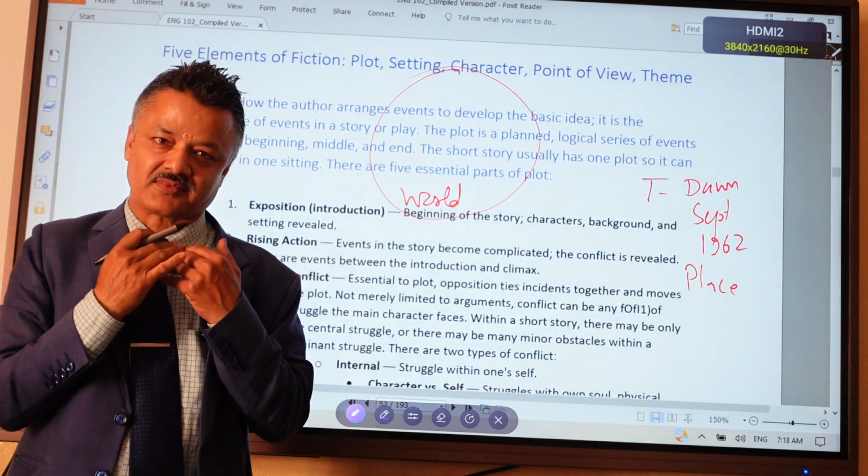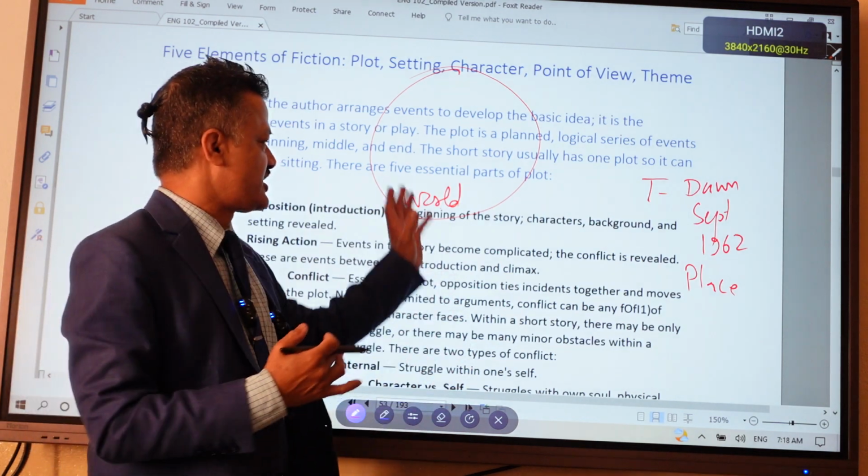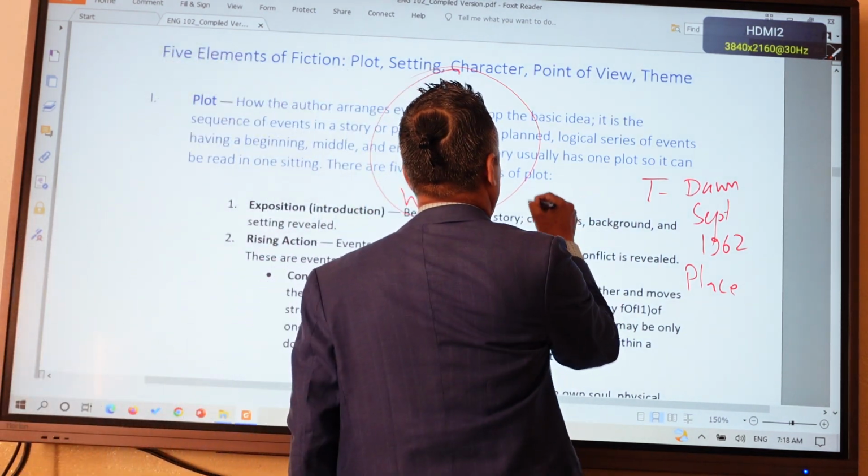And we readers get into the world. Now, as we get into the world, we see places in the world, cities, towns. So here we have Oregon.